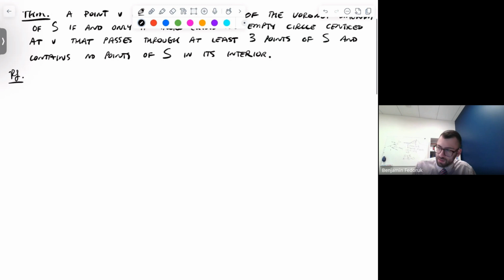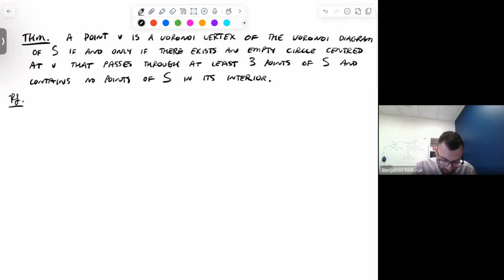This isn't too bad. So it seems like a lot, but it's not too bad. It's an if and only if. So we'll start with maybe this direction. Let's start. So we're assuming that V is a Voronoi vertex.